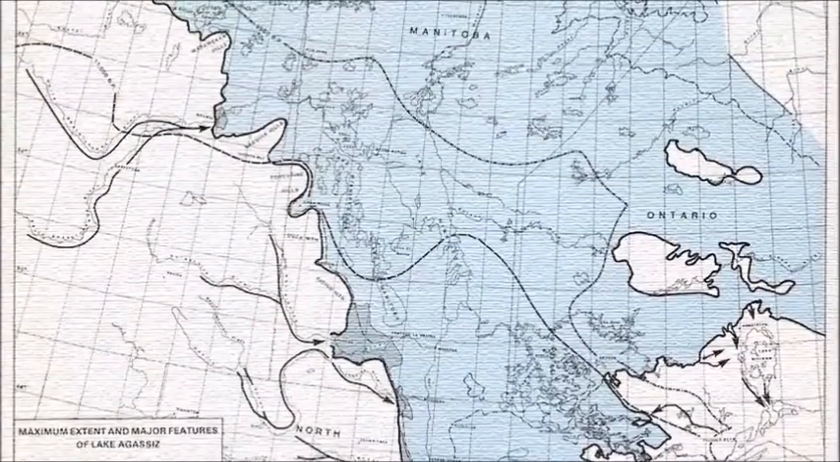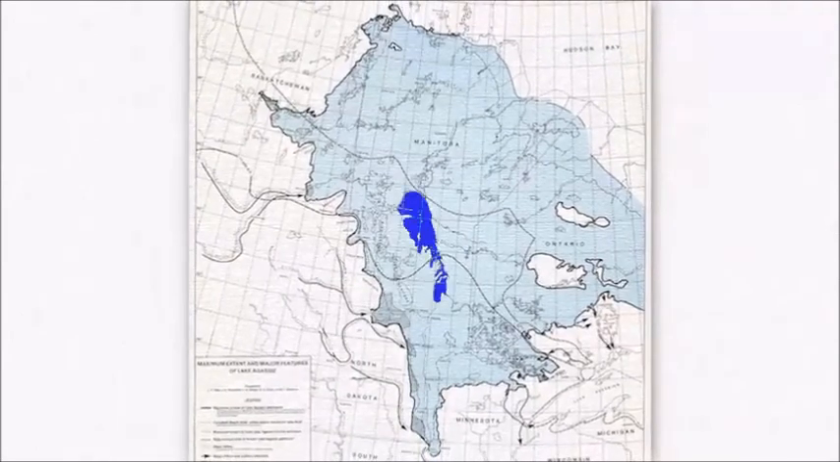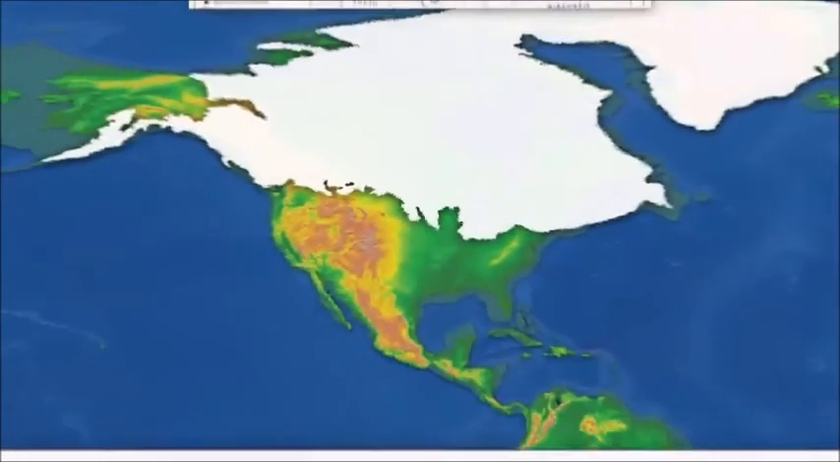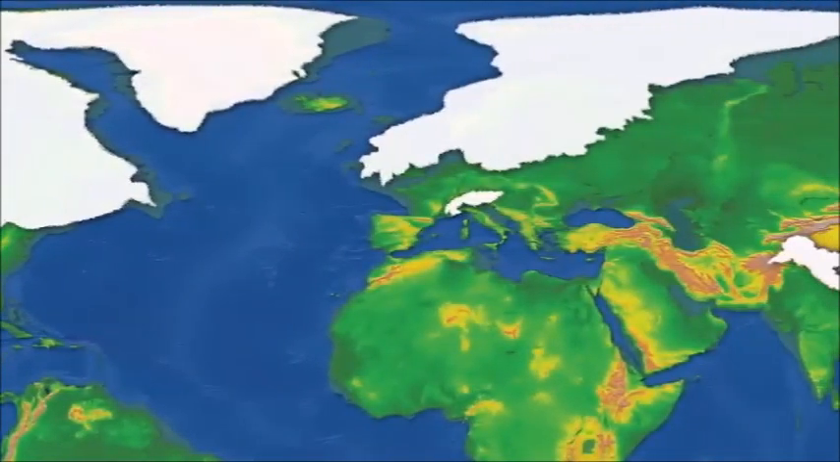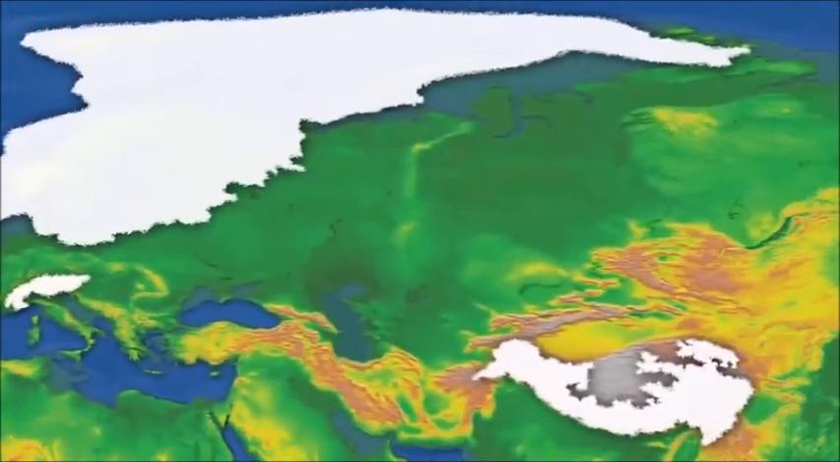Today, only the deepest remnants of this once ginormous lake remain, such as Lake Winnipeg, Cedar Lake, Lake Winnipegosis, Lake Manitoba, and the Lake of the Woods. Besides North America, another important ice sheet formed over Europe, spreading from the British Isles all the way into Siberia.